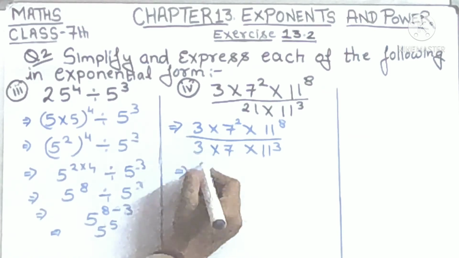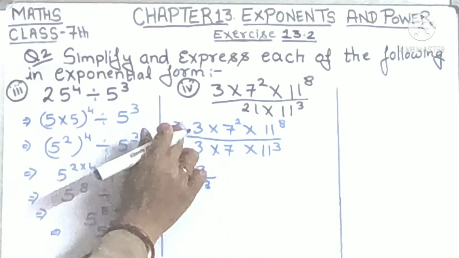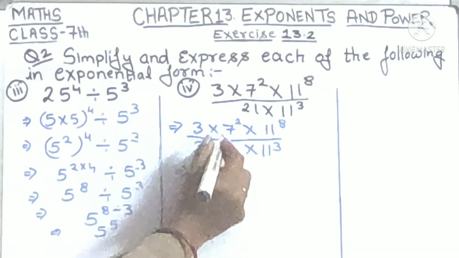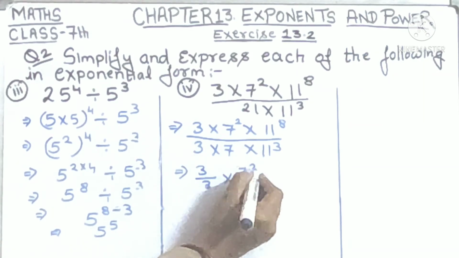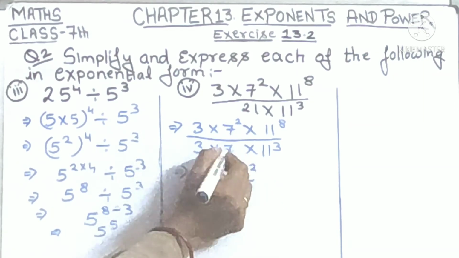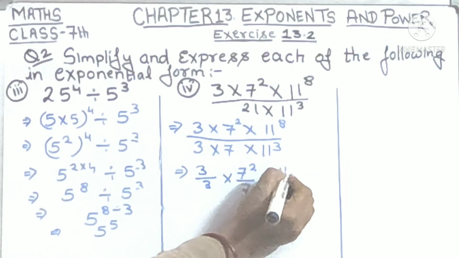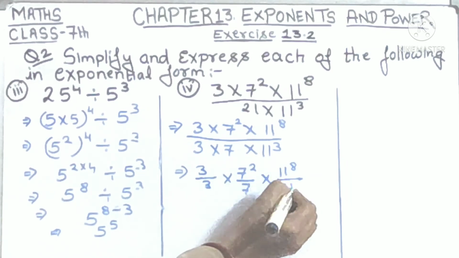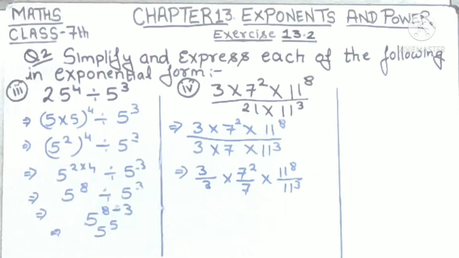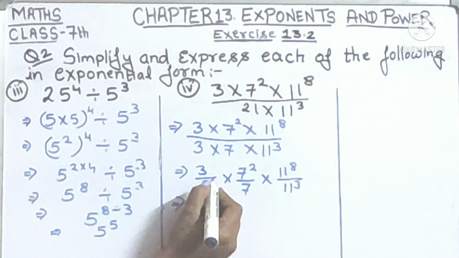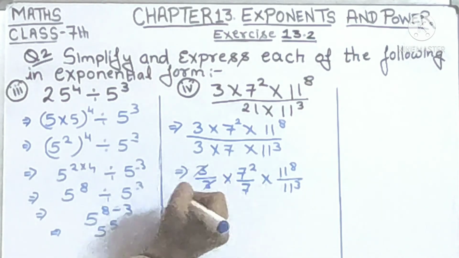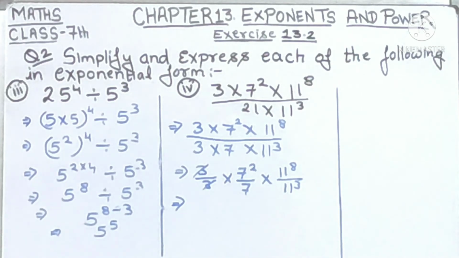We can write it as 3 upon 3, this 3 and this 3, into 7^2 upon 7, this 7 and this 7, into 11^8 upon 11^3, this 11 and this 11. Now upon means division. We have to divide these numbers, and here no power is given, or we can cancel this and this. 3 and 3 cancel. Both the 3s do not have any power, so both are the same. It can be cancelled, or 3 minus 3 is 0.